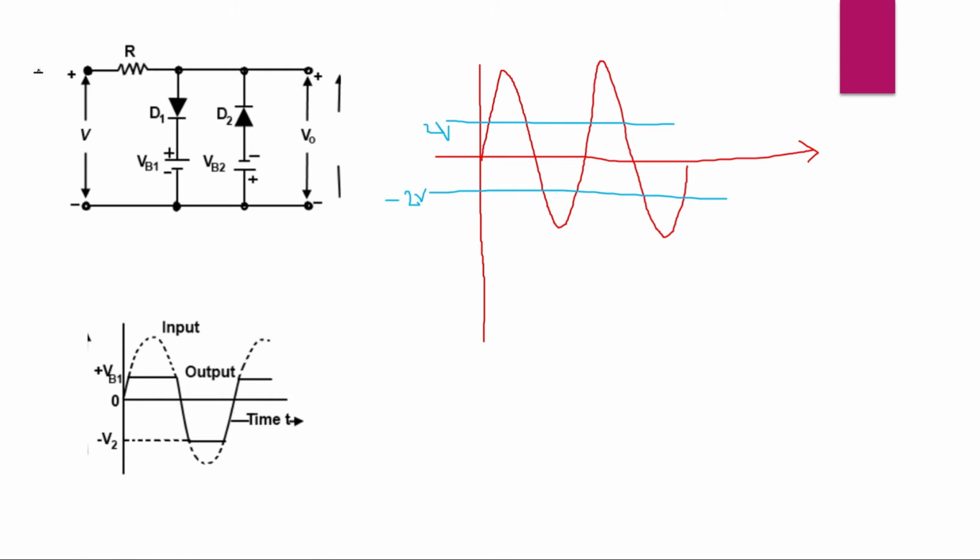During the positive half cycle, what will happen? This is positive, this is negative. Positive negative means it is in short circuit. So the diode will be merged with 2 volts. So plus 2 volts. Initially the output is, for this diode case, 2 volts.